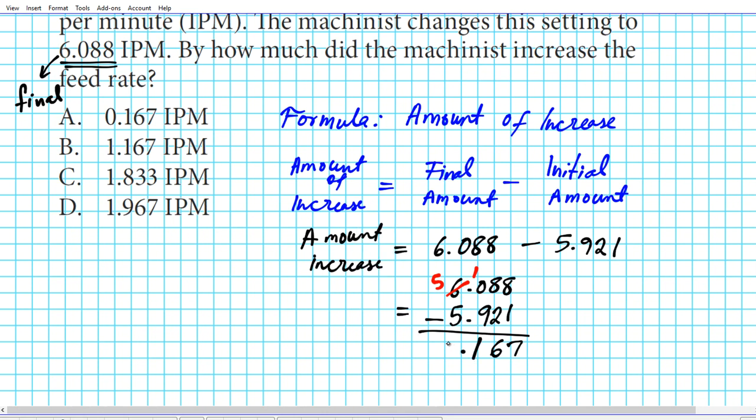So we have 0.167 inches per minute. So the increase in feed rate is option letter A.